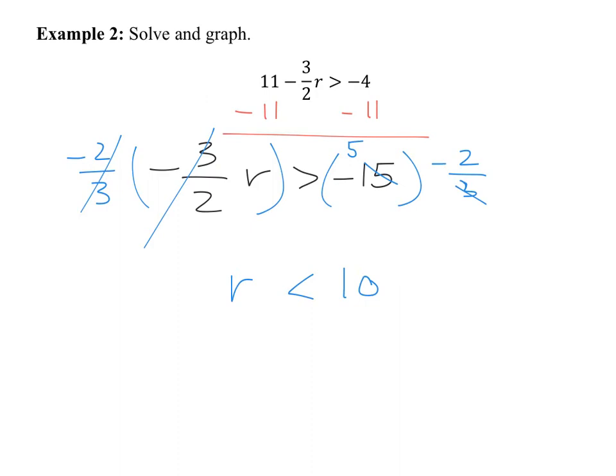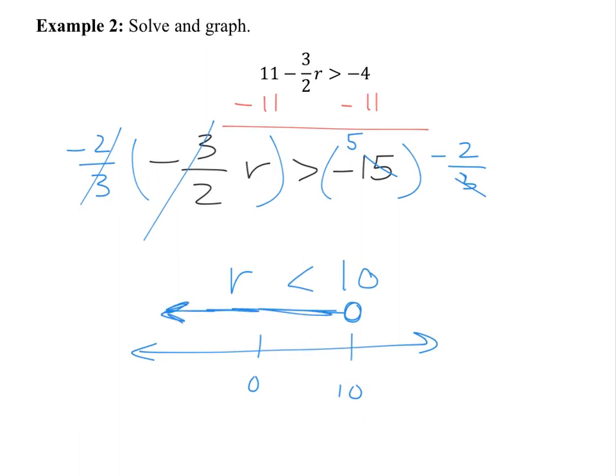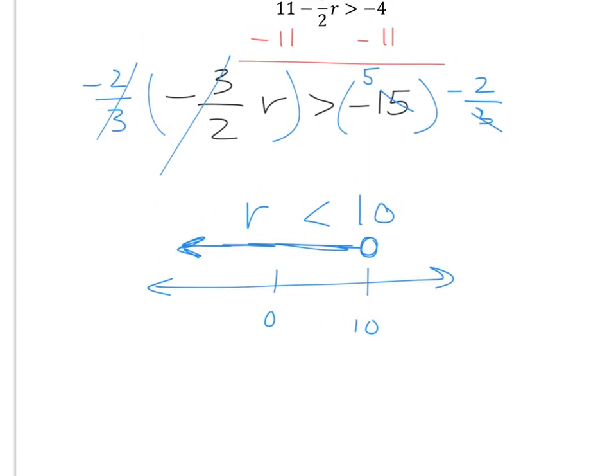How do I draw that on my number line? I literally do exactly what we did the previous one. Open circle, shaded left. What would this answer look like in interval notation? Use the same format if you're confused. Go ahead. Negative infinity, 10. Negative infinity, comma, 10.